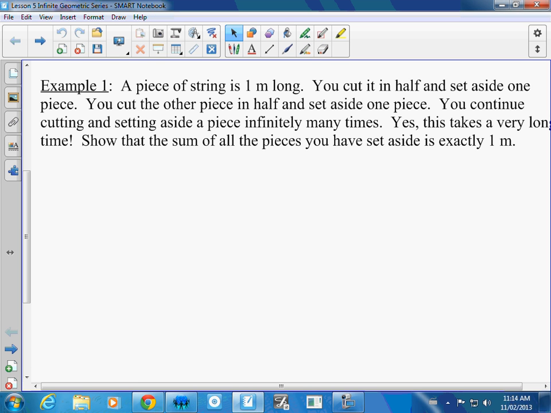Okay, now, you take that half, cut it in half again. Now you have a quarter, so you have a half of a half, right? Take that quarter, cut it in half again. An eighth, 16th, 32nd, 64th, 128th, 256th, 512th. Now, here's the kicker. You just keep doing that forever and ever and ever.